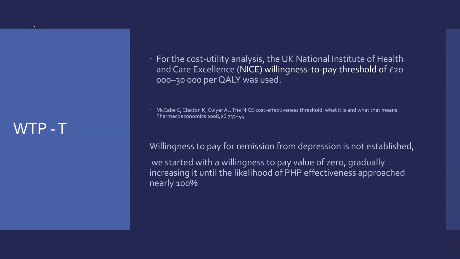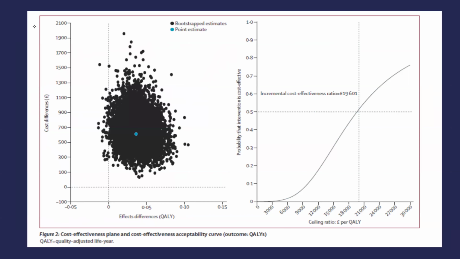So the willingness to pay threshold in the UK is around 20 to 30 thousand per QALY. So this is what they use as a threshold. For depression, they had actually started from 0 and done a bidding. Now this is the main outcome we are interested in.